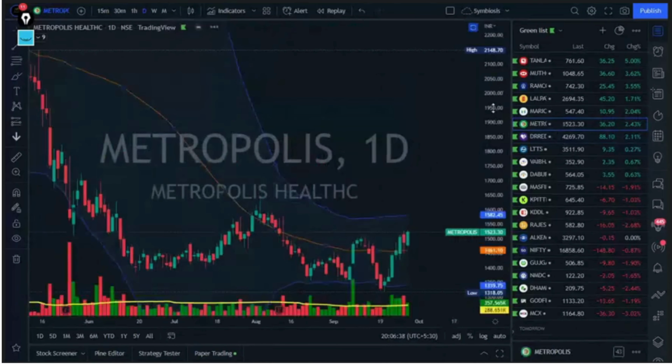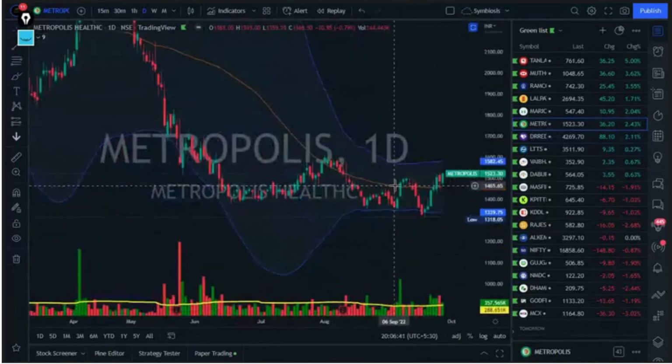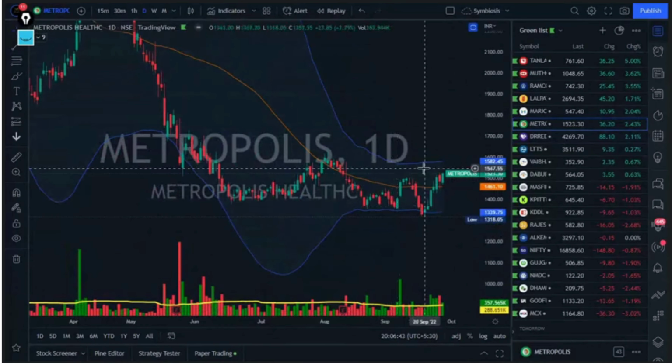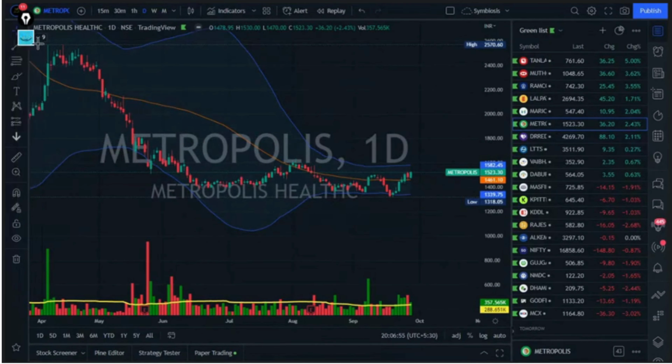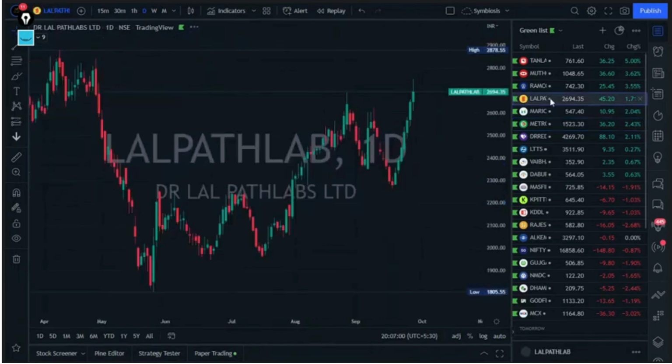Let's look at Metropolis. Now the band has contracted and is expanding. Because the stock has been falling for almost the last 60 days, nothing gives you an accurate measurement. All you would like to do is play around with the settings. So I have changed the settings because I love looking at 60 days of data, right?